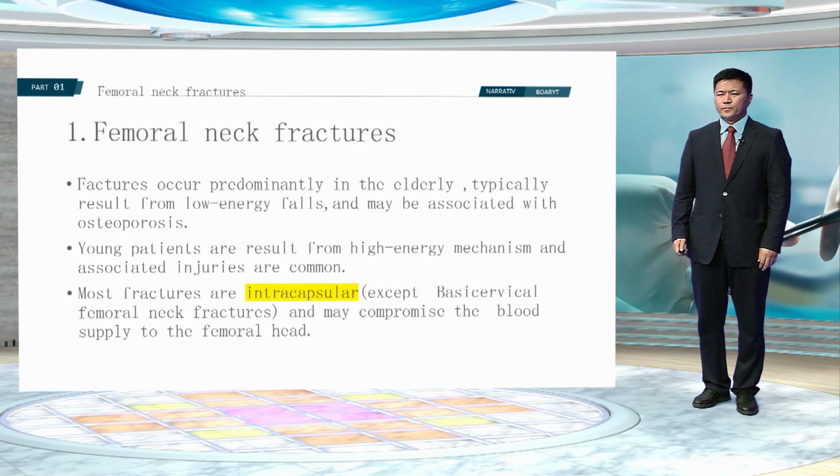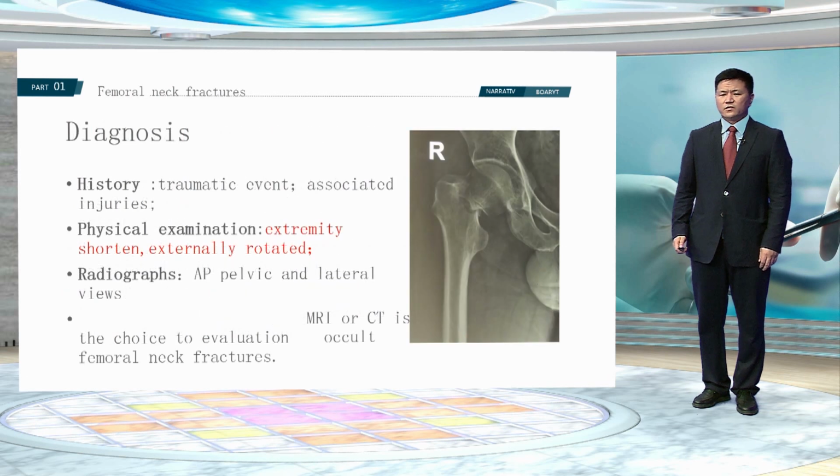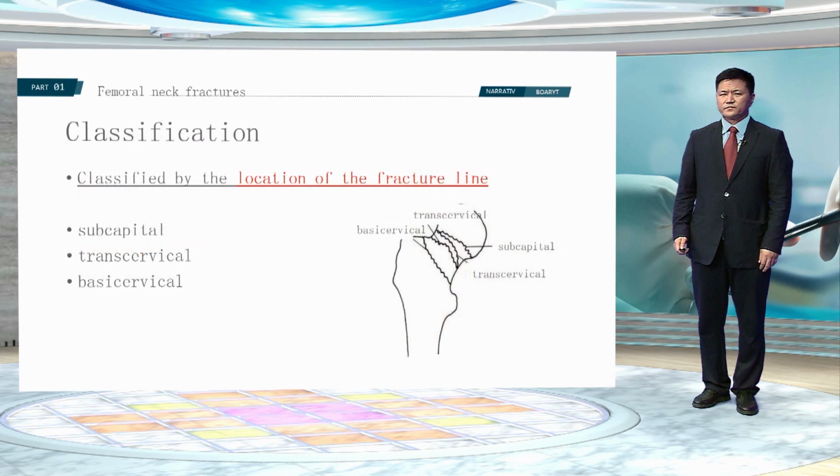They usually happen in older patients. The femoral neck fracture is an intracapsular fracture, so non-union and femoral neck necrosis are very common complications. The diagnosis is easy to make, depending on the X-ray.